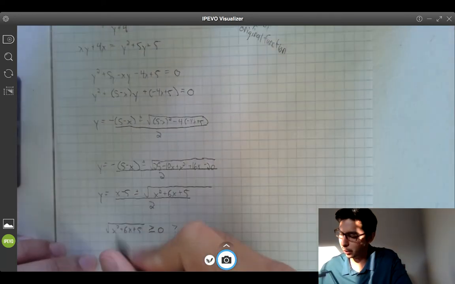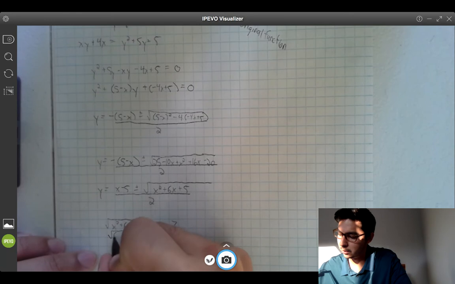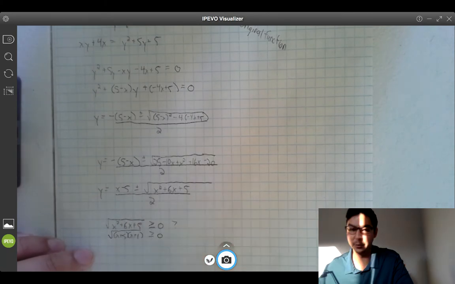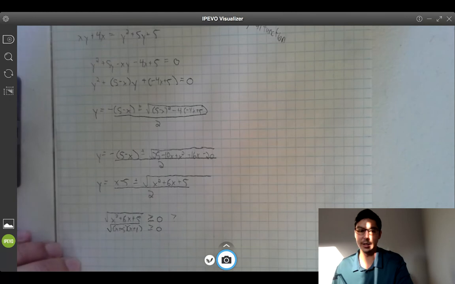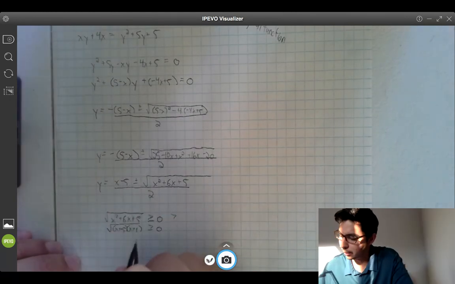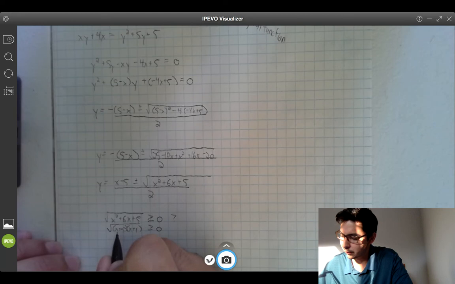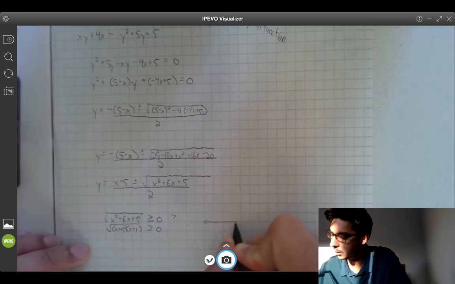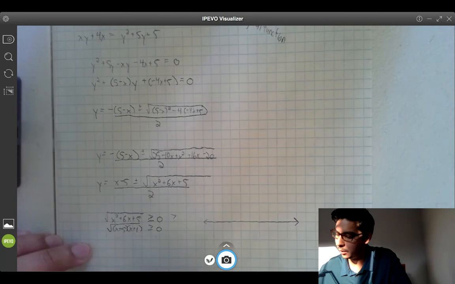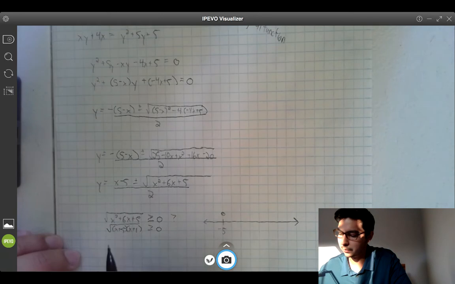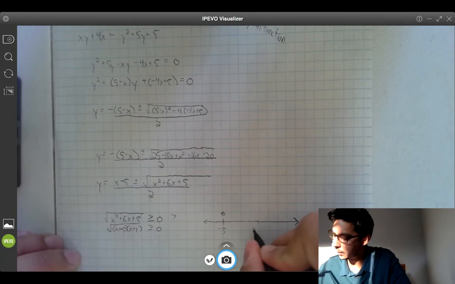Well, we can break this up as x plus 5 times x plus 1. When is that greater than or equal to 0? Which is nice for us. What's interesting about this is that you have something times something. I'm going to make a number line to help you see this. We know that at negative 5 there'd be a 0, and at negative 1 there'd be a 0.